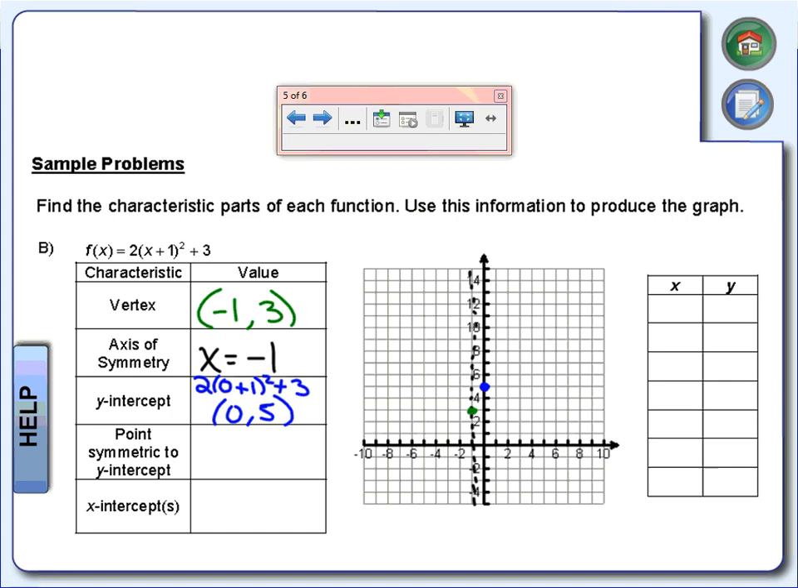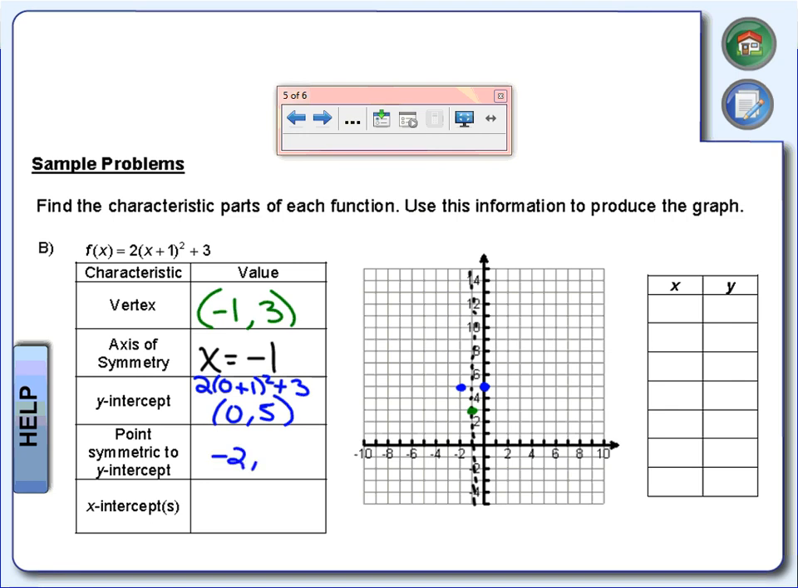The next thing we're going to do is find the point that is symmetric to the y-intercept. In other words, we're going to look for the point that's directly across from that y-intercept. Notice we got this black dotted line here. That is our axis of symmetry, the line that cuts it in half. If I have a dot on the right side of that line, I should also have a dot on the left side. So we're going to put another dot right over here. That's the point that is symmetric to the y-intercept. Question is, what is that point? What is that ordered pair?